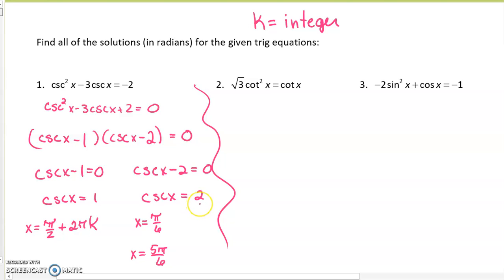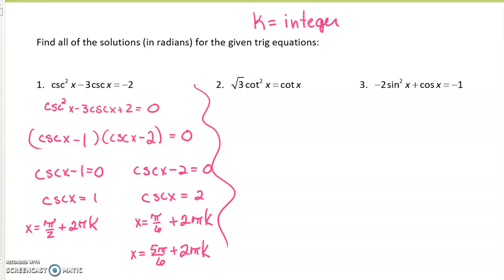Sine is positive in quadrants 1 and 2, and so we're thinking about when sine is 1/2, since it's the reciprocal of cosecant. And once again, we're just going to go ahead and add that on. I want you to pause the video and do problem 2.